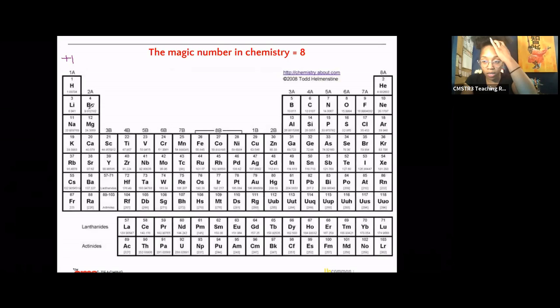The second family, they all have 2 valence electrons. Is it easier to give away 2 or gain 6?